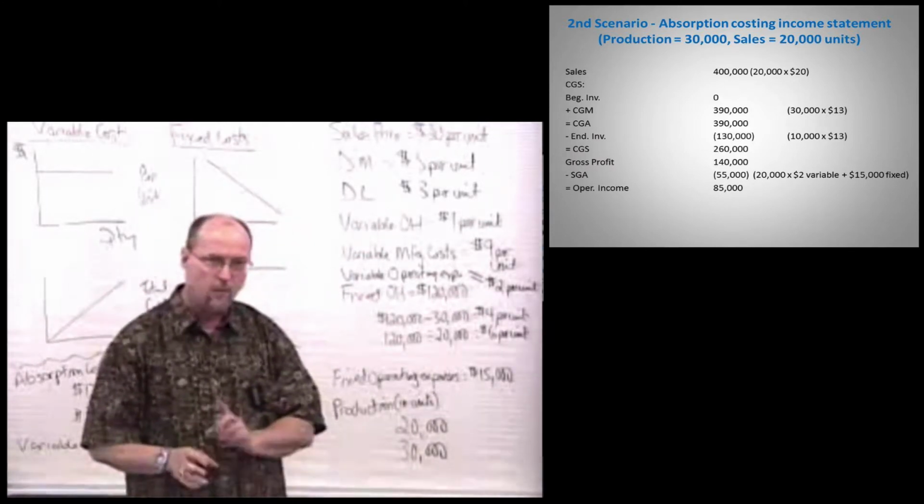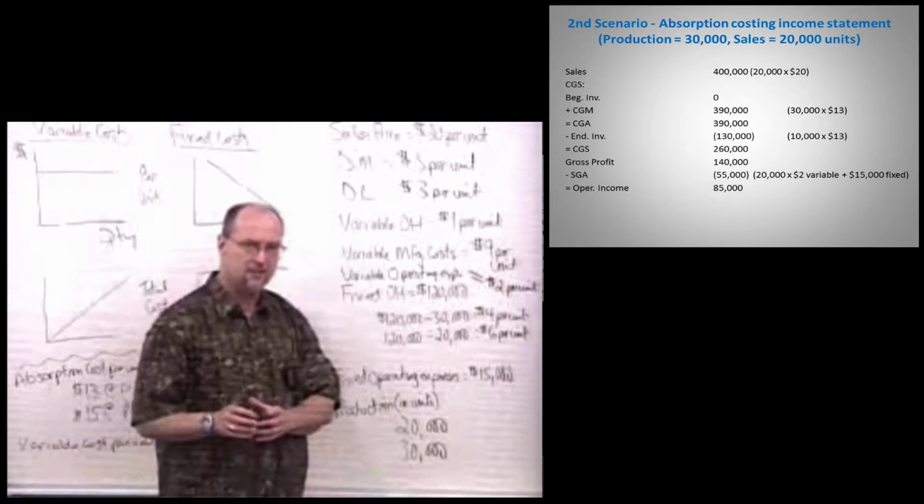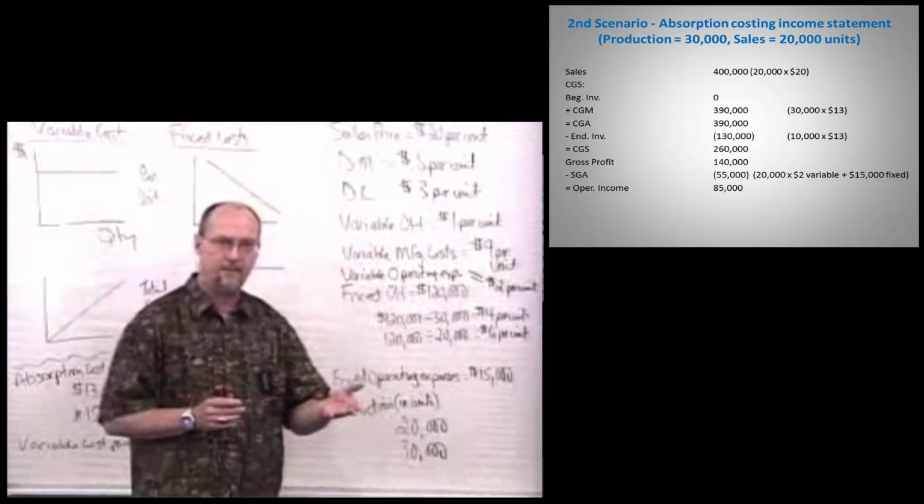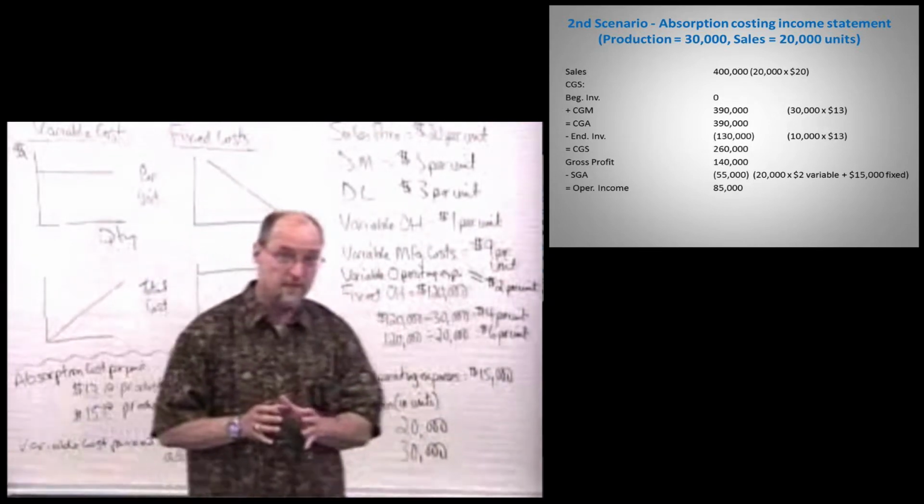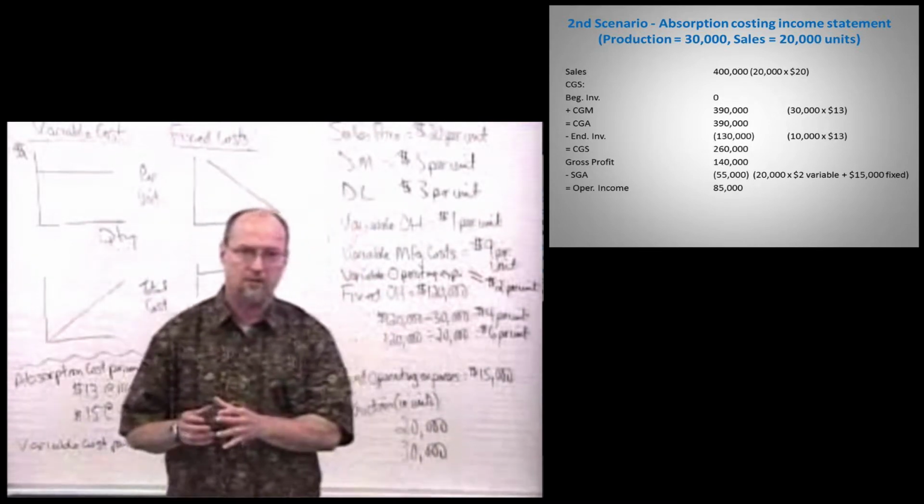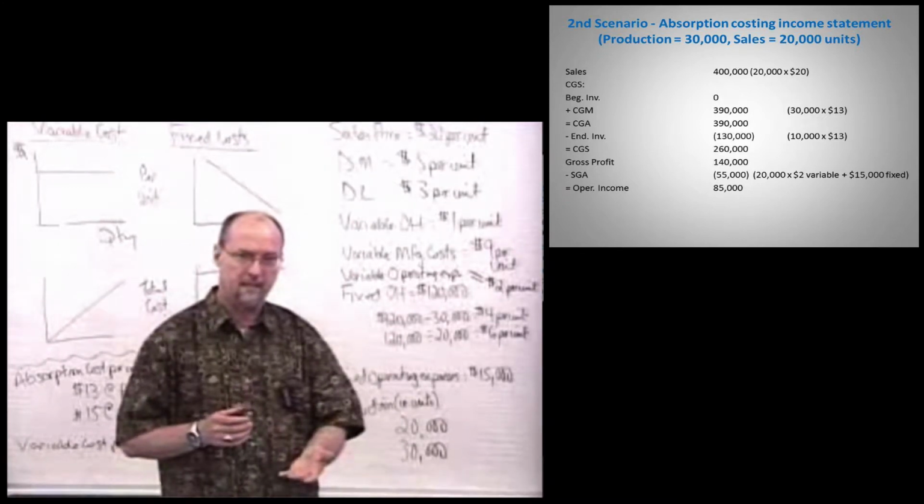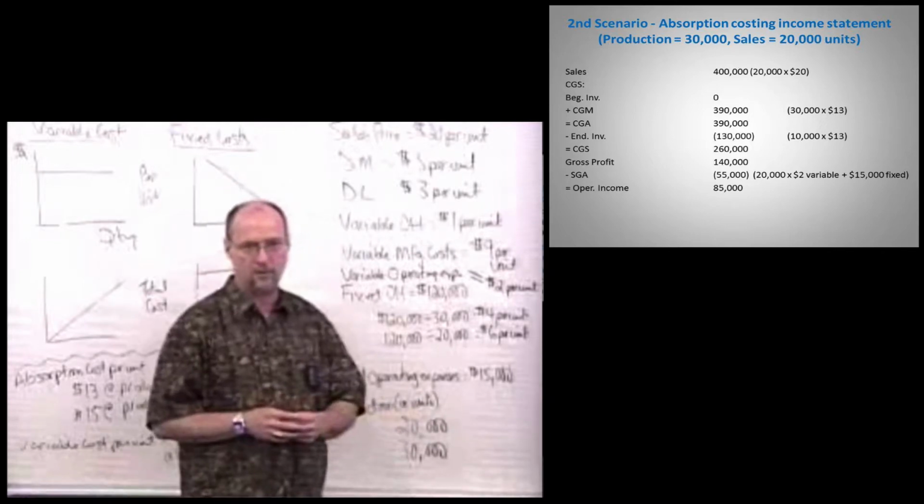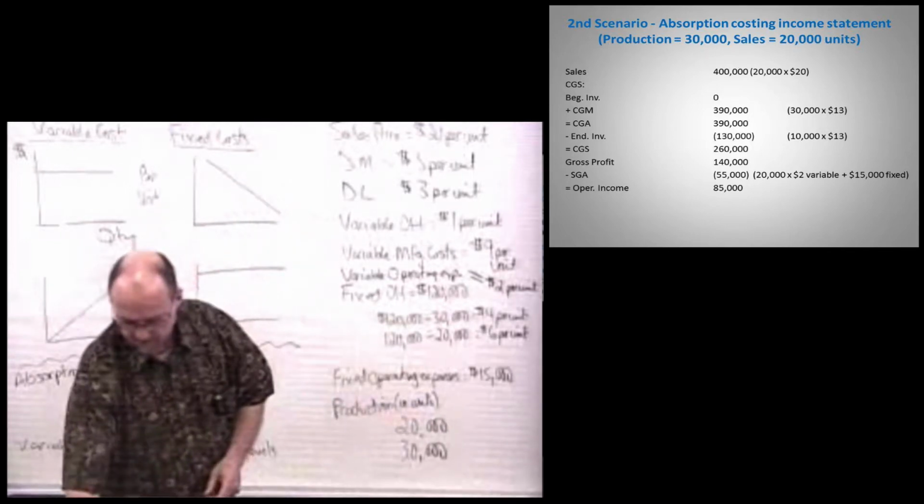So take note of that, because that's going to be different than this same scenario under variable costing. And what we're going to see is that the difference relates exclusively to the value of ending inventory. The ending inventory values are different because under absorption costing, we include fixed overhead, and under variable costing, we do not include fixed overhead. So let's take a look.